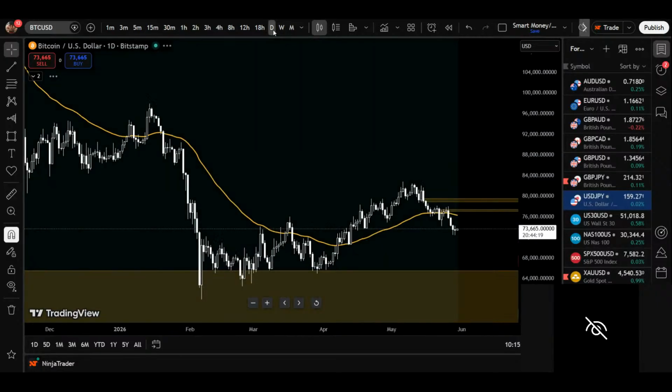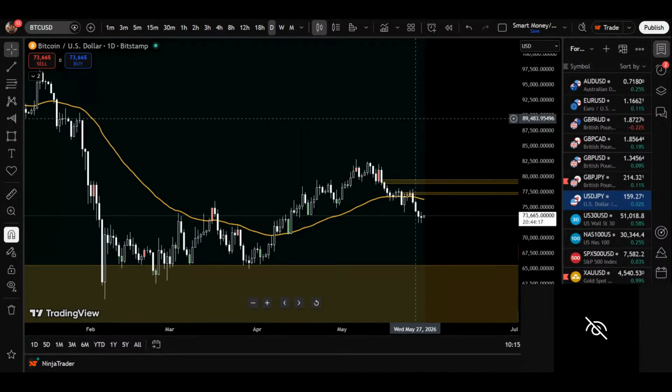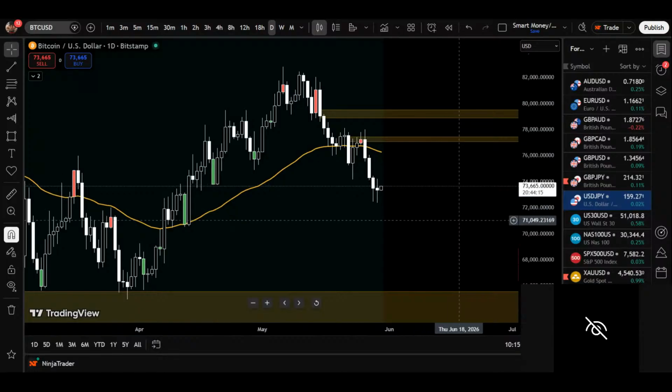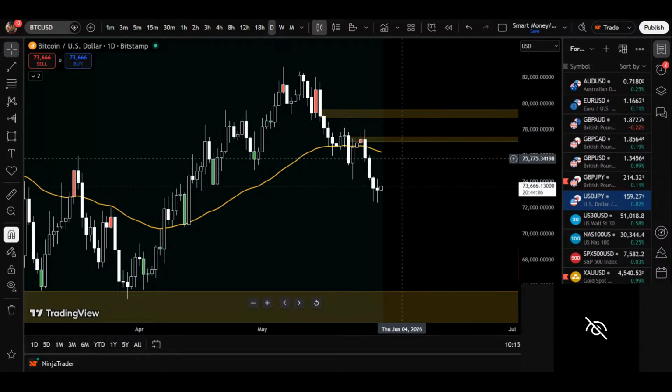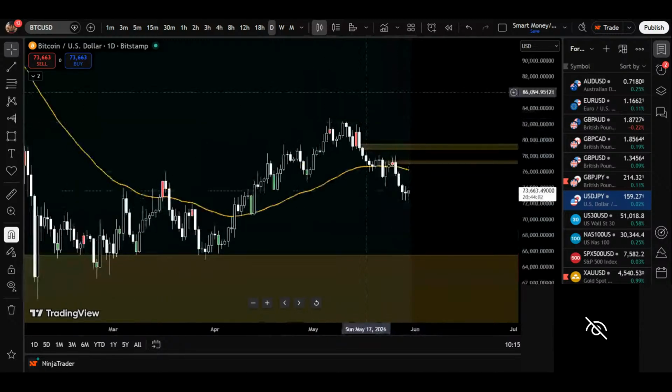Let's go to the daily. All right, this is the daily. See, it still looks bearish right here. Still looks bearish right here. Still looks bearish. It could possibly push down a little bit further. How much further? I don't really know. Let's go to 4 hour.